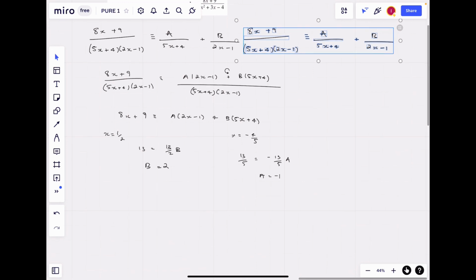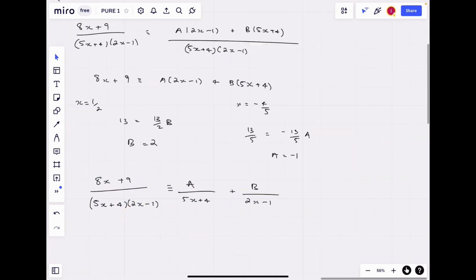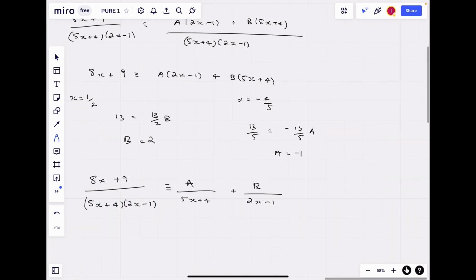So your partial fraction will look something like this. Minus 1 plus 2, like that. And there you go. That is how you do partial fractions.